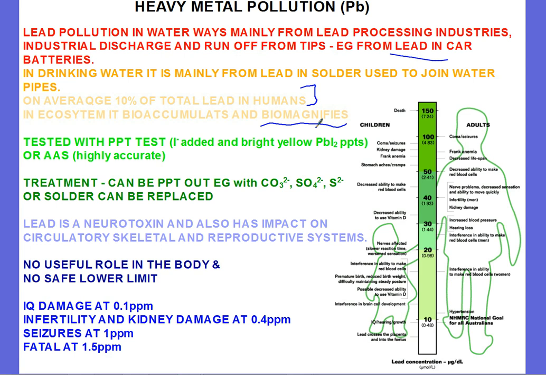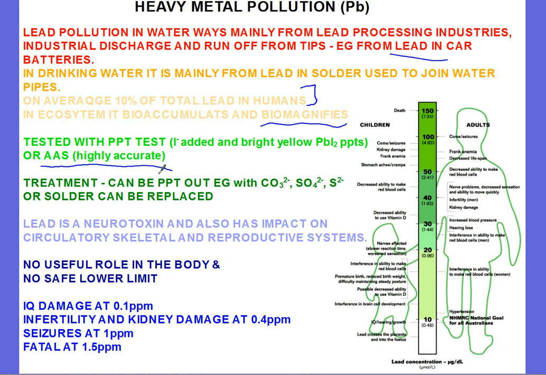How do you test for lead? You can test with precipitate testing. For example, the most common precipitate test is to add iodide ions, and you get a bright yellow lead iodide precipitate. But also, if you know you're testing for lead, AES is the most highly accurate way of testing for very low concentrations of lead. And the reason you've got to test low concentrations is that, being a heavy metal, it's toxic in very low amounts.